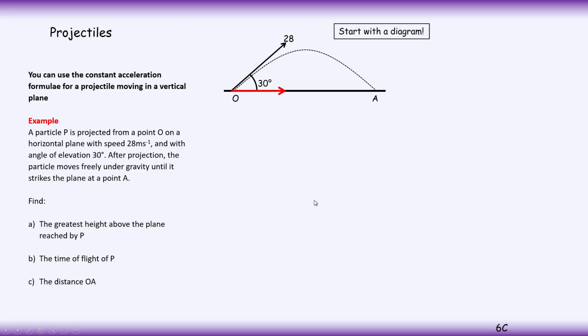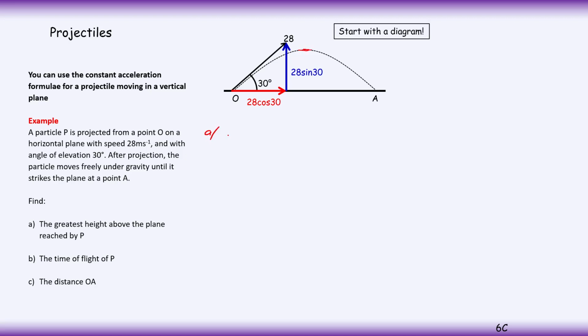Horizontally, that's going to be next to the angle of 30, so that's going to be 28 cos 30, because it's adjacent to it. Vertically, that's opposite the angle of 30, so that's going to be 28 sine 30. So now we can use that, and our constant acceleration formulae, SUVAT formulae, to determine the greatest height. The greatest height is going to be here, at the top of the arc.